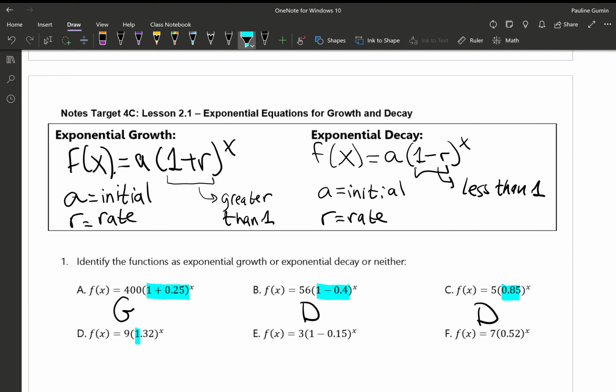Next, we have letter D, also a little less obvious because we have no addition or subtraction. We just have 1.32. But 1.32 is greater than 1, therefore it's growth. Letter E, we have subtraction going on, so right away we can say that's decay. Letter F, we don't have addition or subtraction, but our decimal is less than 1, therefore decay.